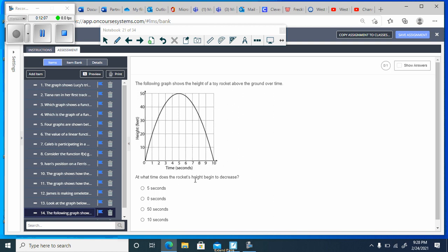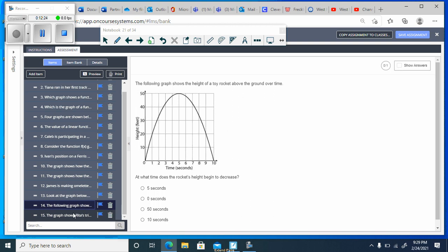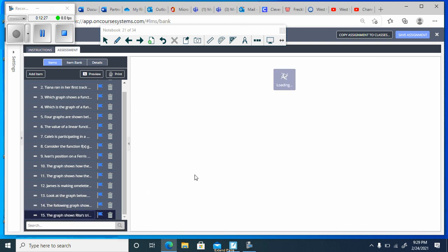The following graph shows the height of a toy rocket above the ground over time. At what time does the rocket's height begin to decrease? Well, it goes up, up, up, and this is where it starts to decrease. This is at 5 seconds, isn't it? And then this last one.